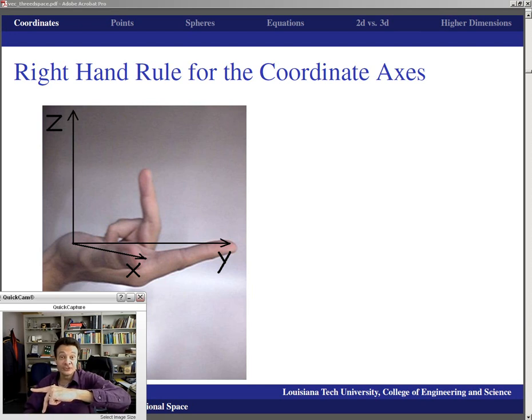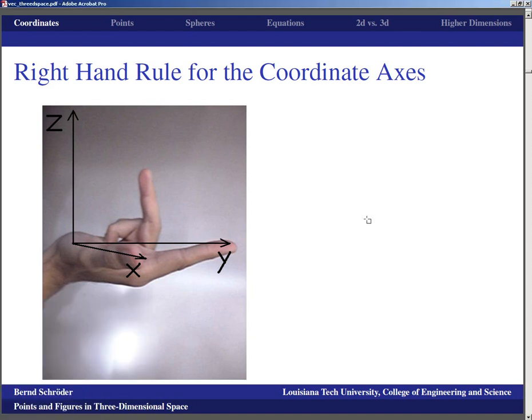So a left-handed coordinate system literally is something that is associated with your left hand, and you just don't want to squeeze your hand like that to model that coordinate system with your left hand, right? So that is something to be careful with as we are working with coordinate systems. There are two ways to align the axes, and only one of them is the standard way.